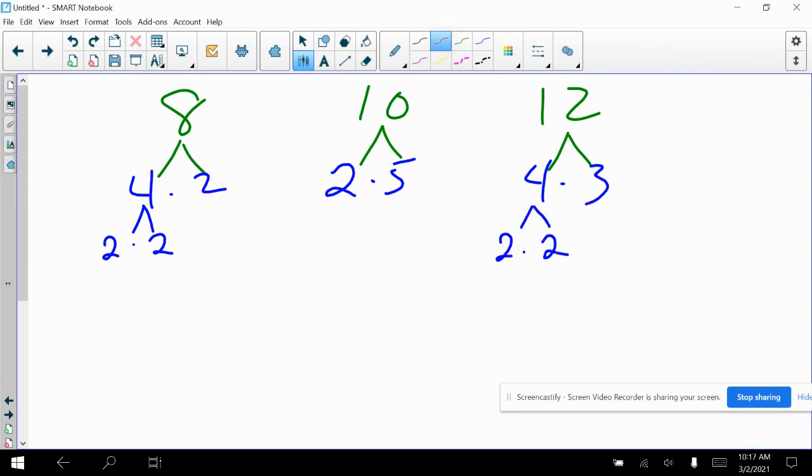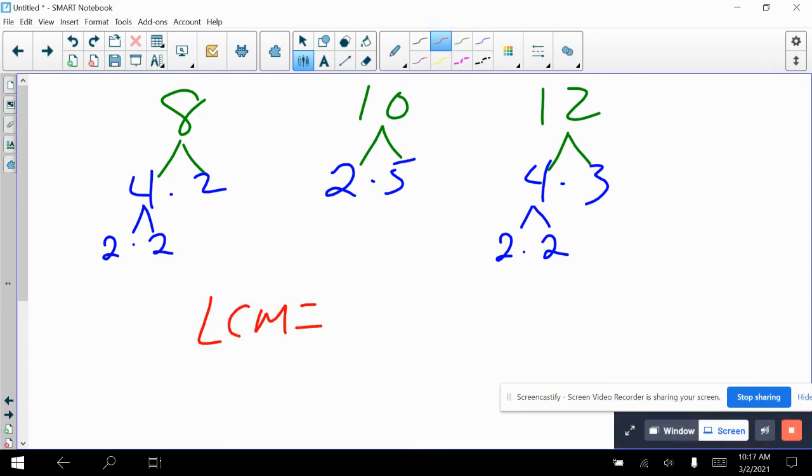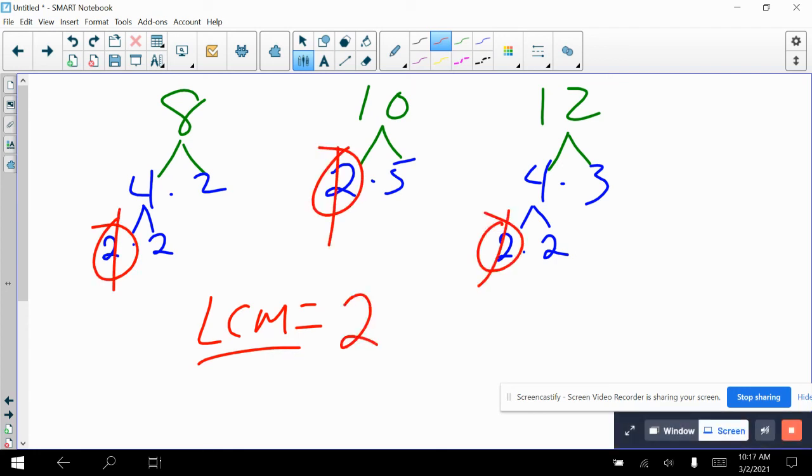All right, here we go. What do we got in common? 2. We got a 2, a 2, and a 2. Good. We'll cancel those out. So we got a 2. Anything else we have in common in all 3 of them? No. No, we don't have a 2. We don't have a 2 in the 10. We had one, but we canceled it out. We don't have another one.